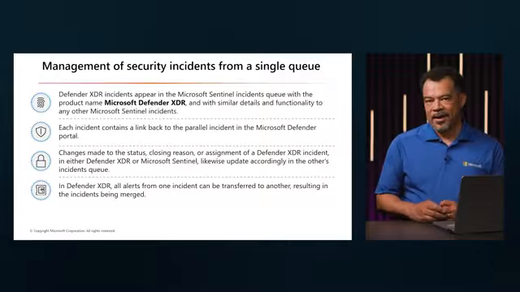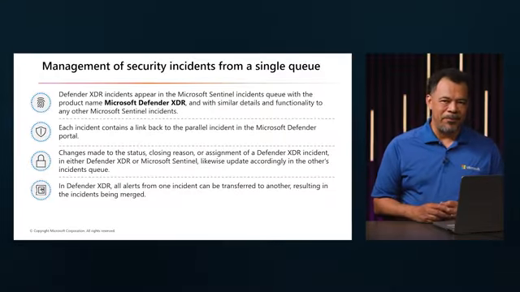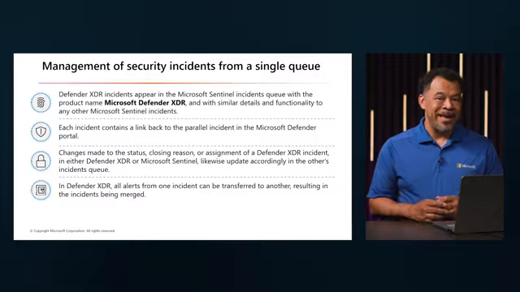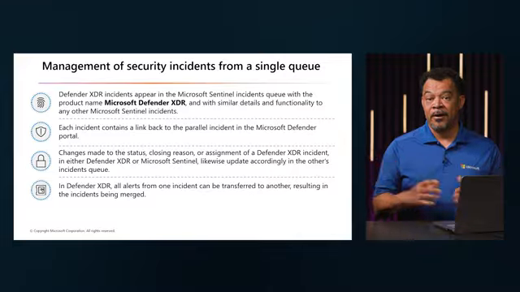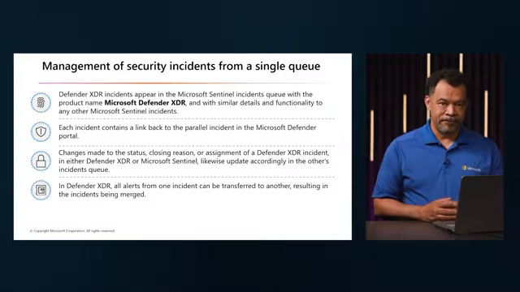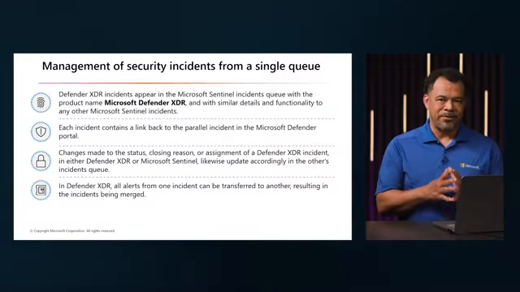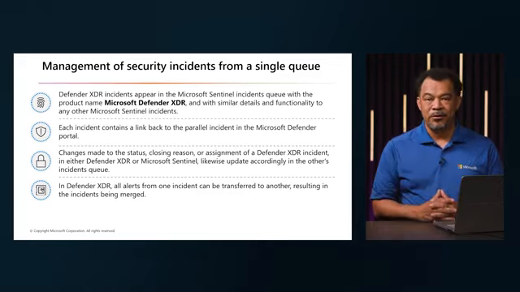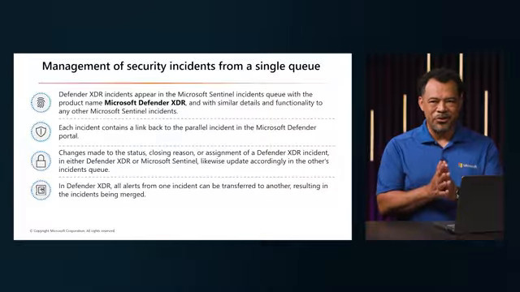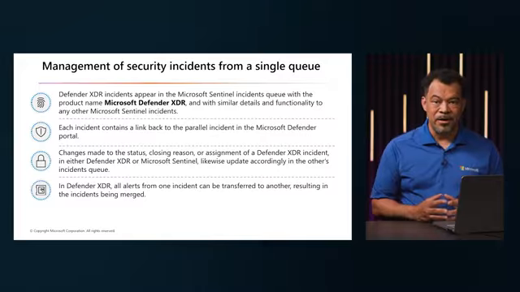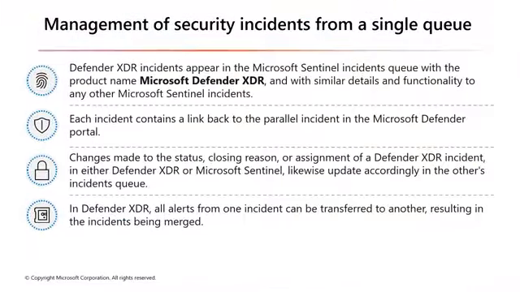Now, just keep in mind that incidents in Microsoft Sentinel can contain a maximum of 150 alerts. Defender XDR incidents can have more than this. If a Defender XDR incident with more than 150 alerts is synchronized to Microsoft Sentinel, the Microsoft Sentinel incident shows as having 150 alerts with a plus sign and provides a link to the parallel incident in Defender XDR, where you can see the full set of alerts in the list.